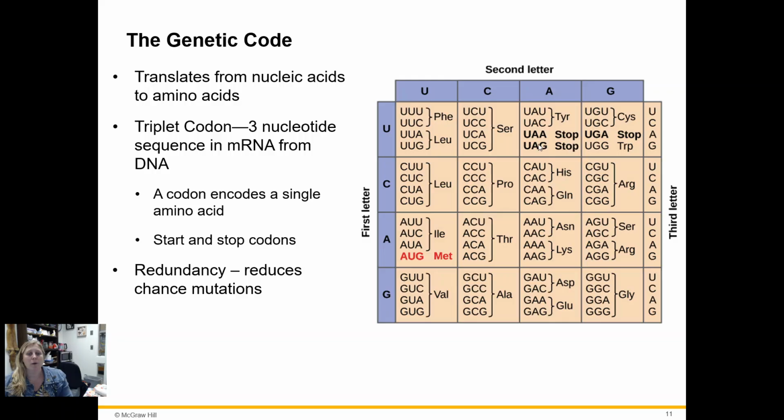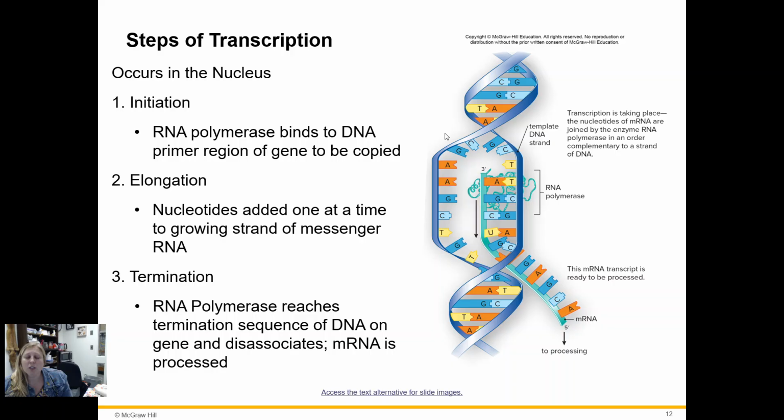Okay, so now that we know the genetic code and we understand gene expression, we're going to talk about the steps of transcription. Transcription occurs in the nucleus of eukaryotic cells, in the nucleoid region of prokaryotic cells, and it has 3 steps. The steps are initiation, elongation, and termination, because something starts, something gets longer, and something ends.